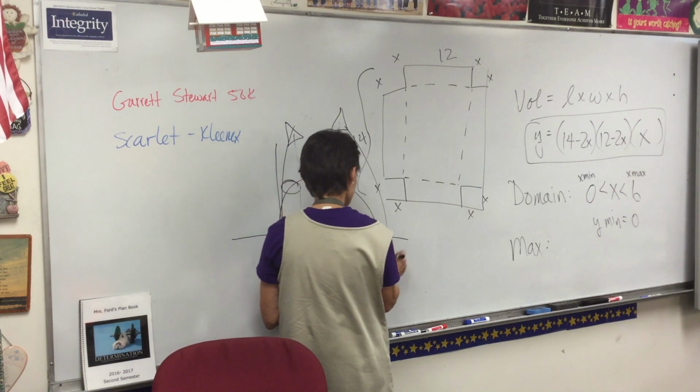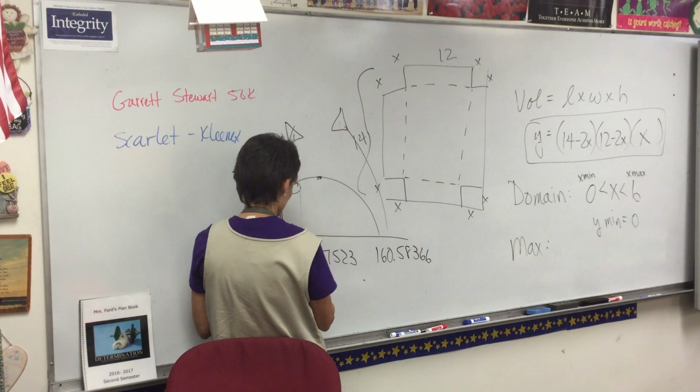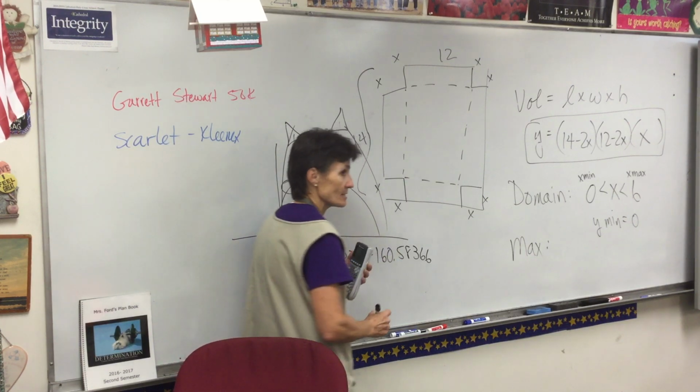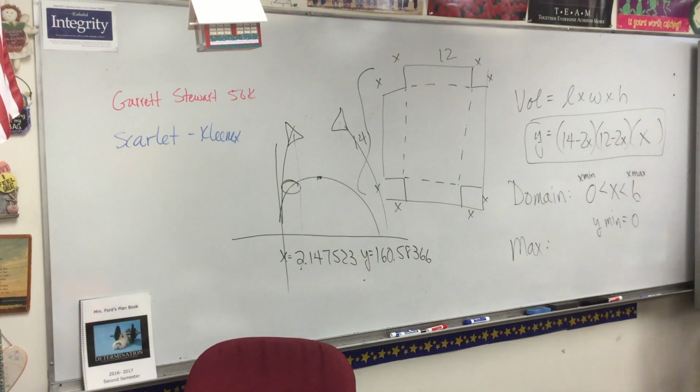Hit enter, and it will tell you that the maximum is 2.147523, 160.58366. That's what it says. So that is your maximum point. So you have to put X in. No. We're going to talk about that. That's the maximum point. Now we have to answer the question.